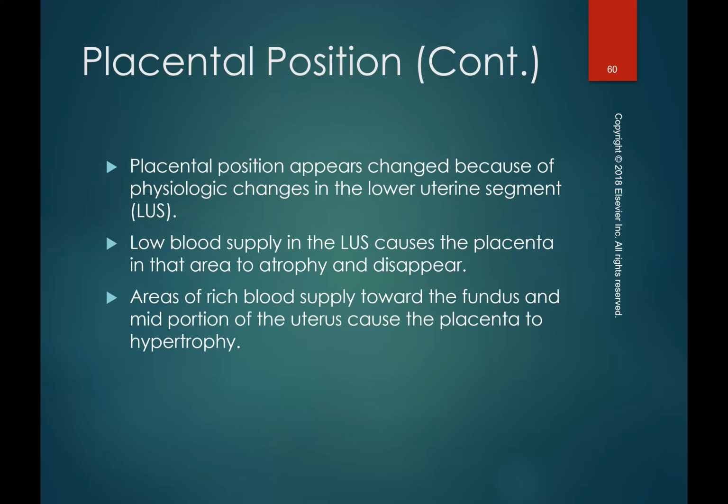But this book has always had the theory, because I've always wondered about this, that the placenta position appears changed because of the physiological changes in the lower uterine segment. So the blood supply in the lower uterine segment causes the placenta in that area to atrophy and disappear. The areas of rich blood supply toward the fundus and mid portion of the uterus cause the placenta to hypertrophy. So it says that the placenta in the lower uterine segment does not get as much blood flow, so it dies, and that causes the placenta not to be close to the cervix anymore.